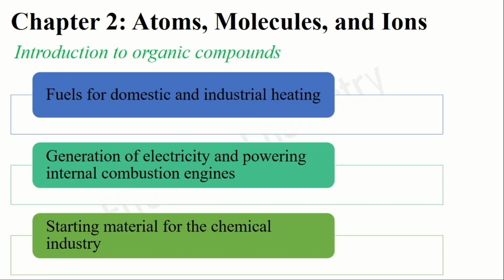A brief introduction to organic compounds. If I want to introduce you to some organic compounds, let's talk about their features first. The simplest type of organic compounds is the hydrocarbons, which contain only carbon and hydrogen atoms. The hydrocarbons are used as fuels for domestic and industrial heating, generation of electricity, and powering internal combustion engines, and as starting materials for the chemical industry.